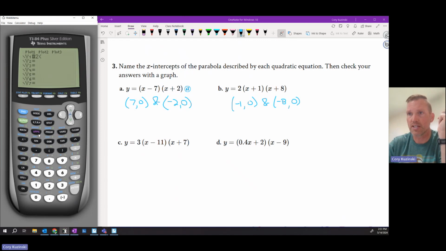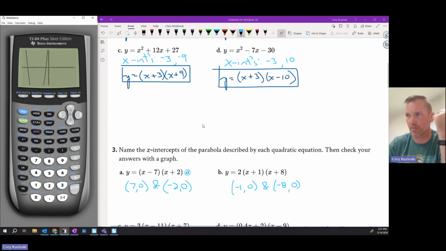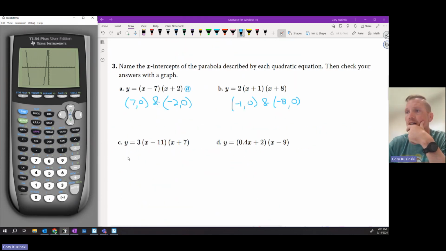2 parentheses, x plus 1, and x plus 8. That 2 is just a vertical stretch. There's our -8, there's our -1. None of these had any vertical stretch in number 2. All right, what do we got here? We got 11. Ooh, boy, that's a tight 11.